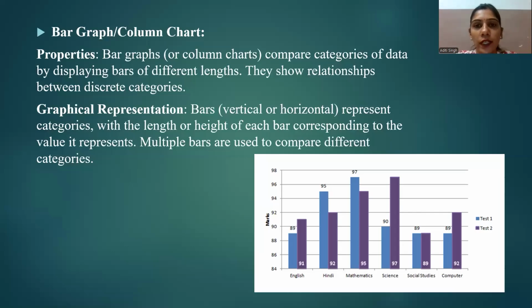Then we will show that data in a vertical bar. So these are the two types of bar diagram, vertical and horizontal bar diagram. One is used for qualitative data and the other one is used for quantitative data. There is one more point, let's discuss the advantages and disadvantages of bar diagram also.